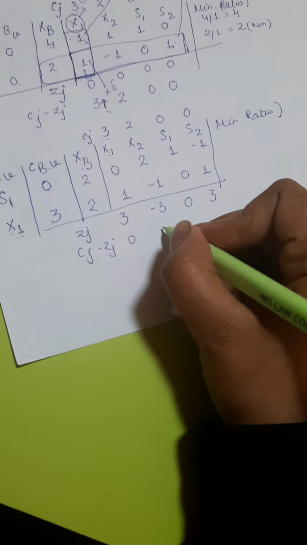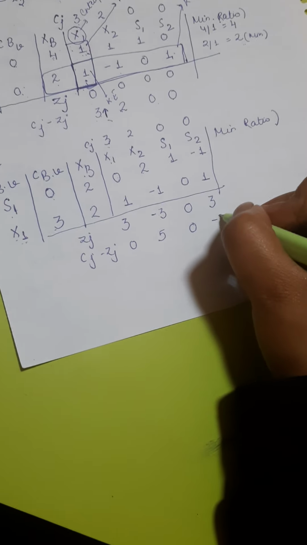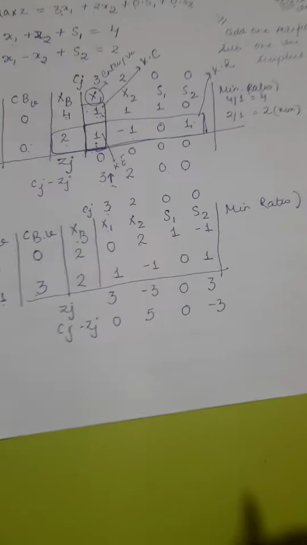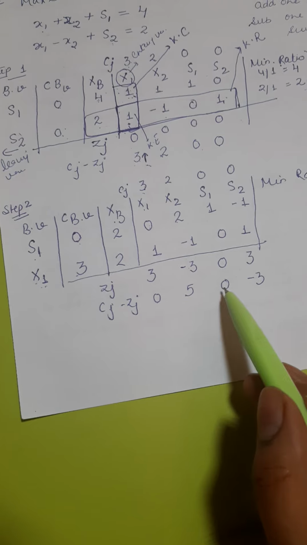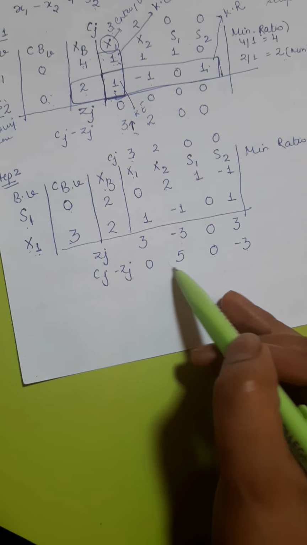2 minus minus plus 3, 5. 0 minus 0 is 0. 0 minus 3 is 0. Again, you have to check whether you reach the optimal condition or not. So here, 2 zeros and 1 negative number. But again, there is 1 positive.